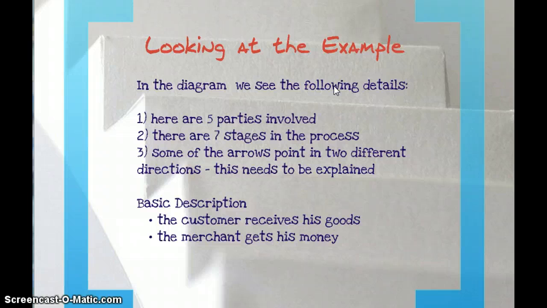So the basic description is the customer receives his goods, okay? It's really the diagram showing the relationship between the customer and the merchant and all the steps that come in between. So the customer receives his goods from one point and the merchant gets his money from the other point.